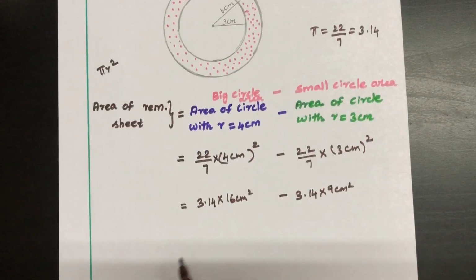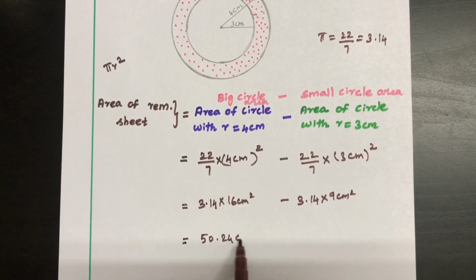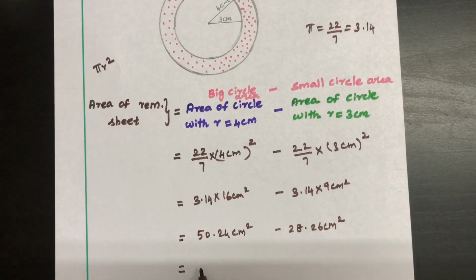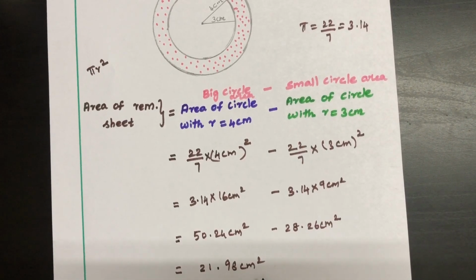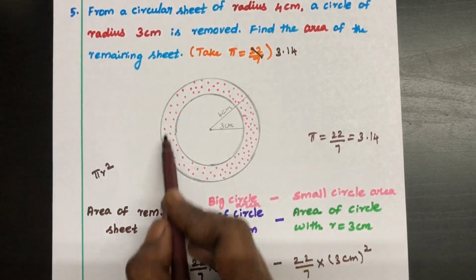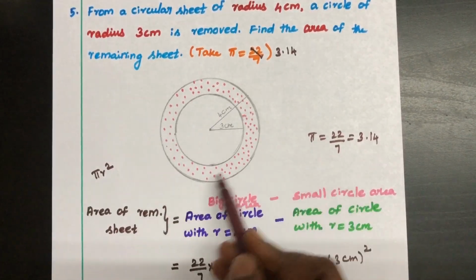That's all. So now this is equal to 50.24 centimeter square minus 28.26 centimeter square. We will get 21.98 centimeter square. This is the area of this remaining sheet after removing the smaller circle from the bigger circle.